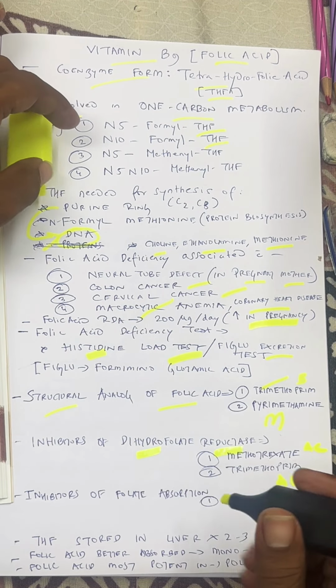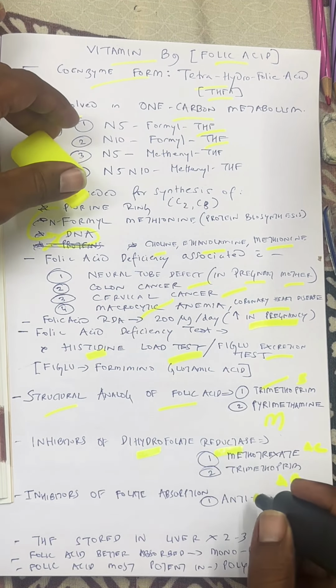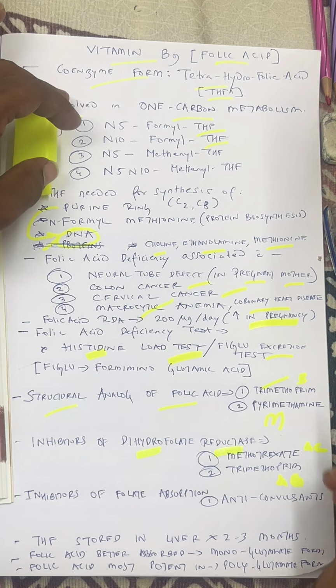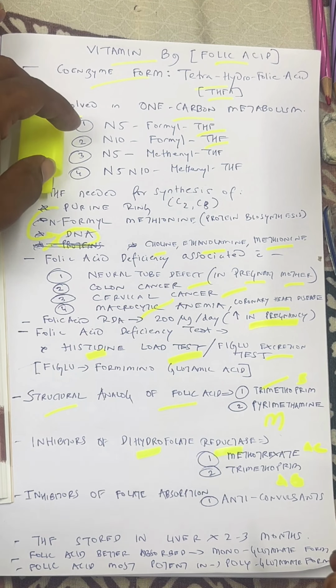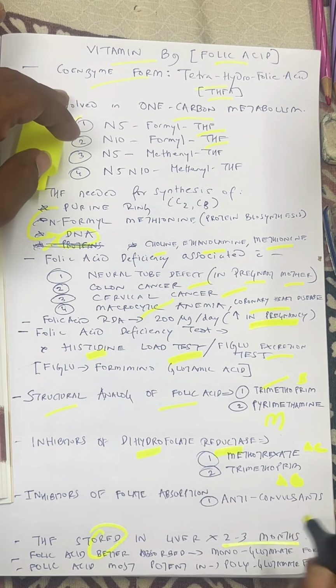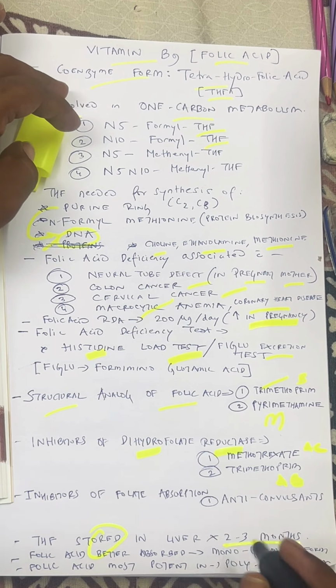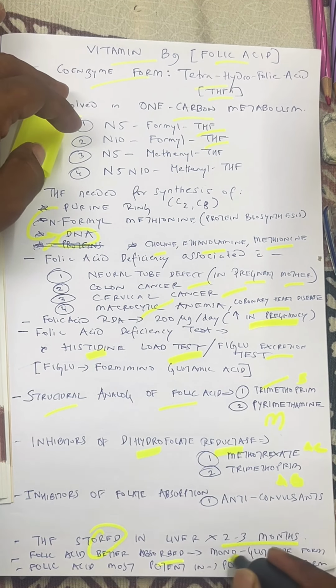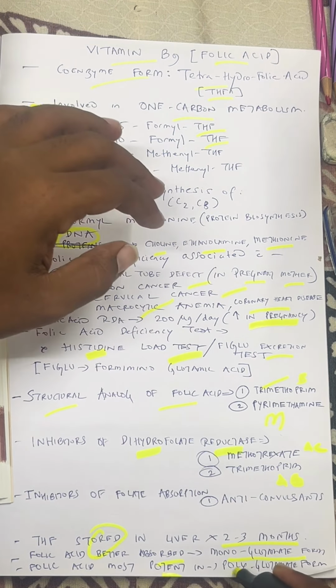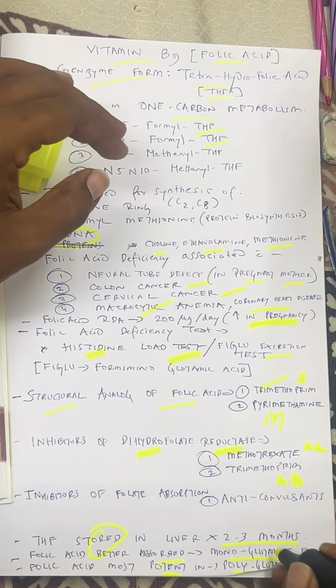Name some inhibitors of folate absorption from diet. Well, they are anticonvulsants, for example, phenobarbital and dilantin. Tetrahydrofolate is stored in the liver for 2 to 3 months. Folic acid is better absorbed in which form? Monoglutamate form. Folic acid is most potent in which form? In the polyglutamate form. Monoglutamate, polyglutamate.